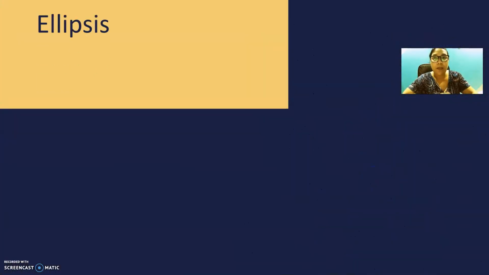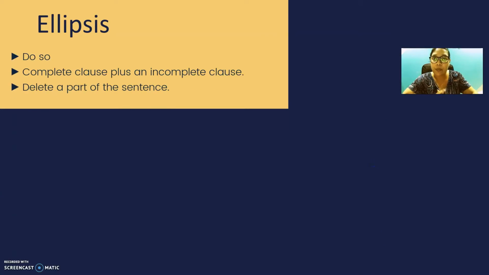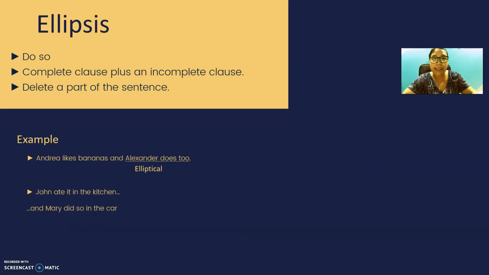Ellipsis is the omission of a word or group of words we think are unnecessary. It can be identified by the points that are used to indicate a suspended or interrupted thought or fragment of speech. For example, Andrea likes bananas and Alexander does too. Alexander does too is the elliptical, and the does too replaces the bananas.